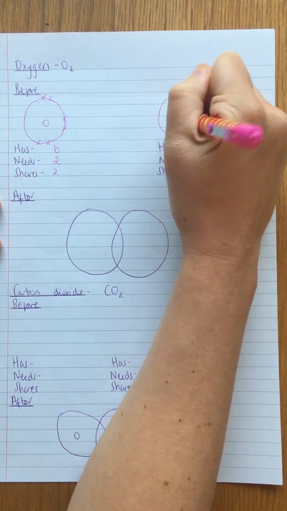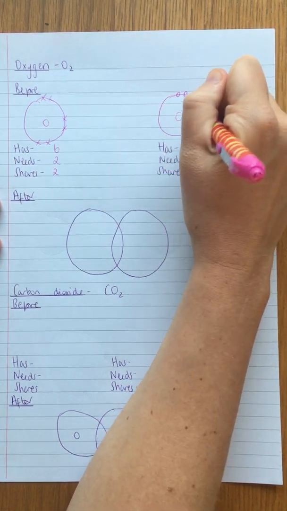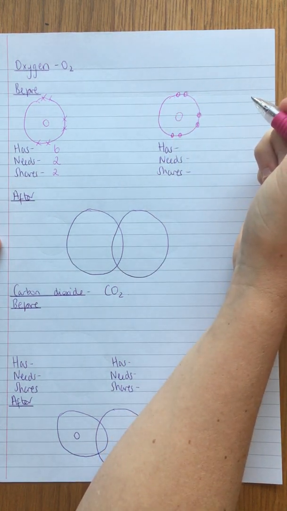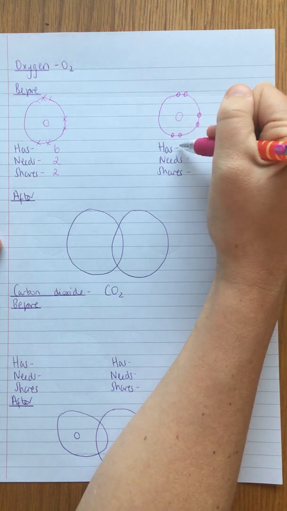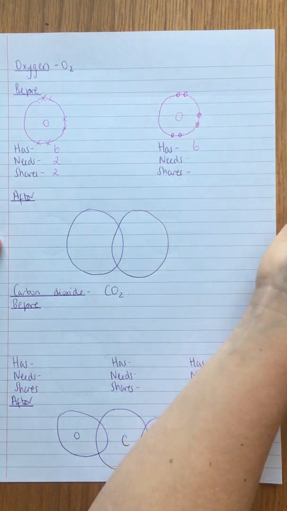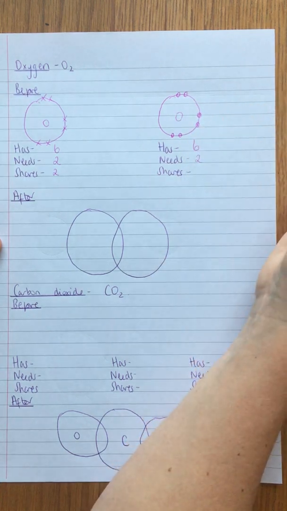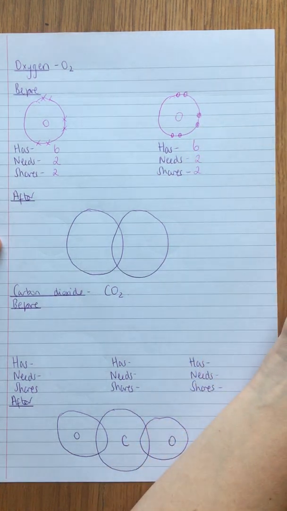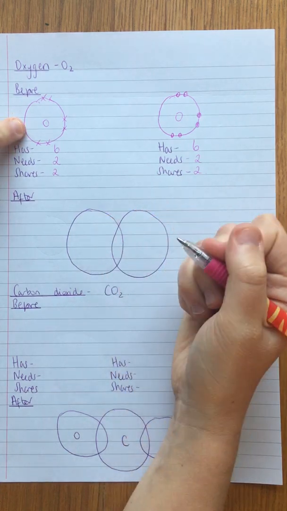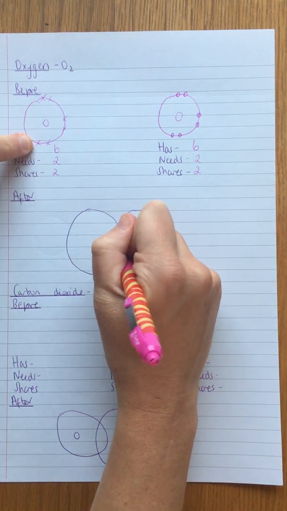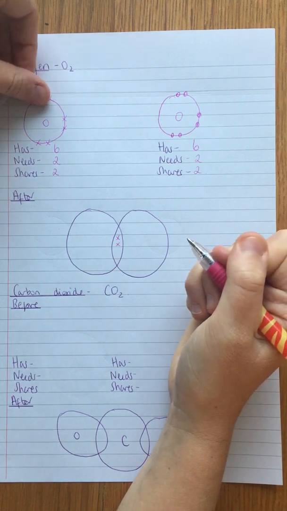This oxygen over here, also in group 6, which means it's got 6 outer shell electrons. Remember whatever group number it's in, that's how many outer shell electrons it has. So it's in group 6, so it has 6 outer shell electrons. It also needs 2 more to have a full outer shell, so it's also going to share 2. So we look at this oxygen here, needs 2, shares 2. It's going to put 2 in the overlap.